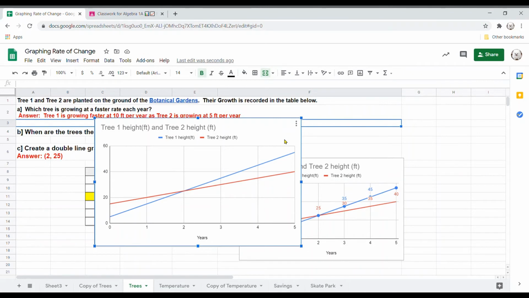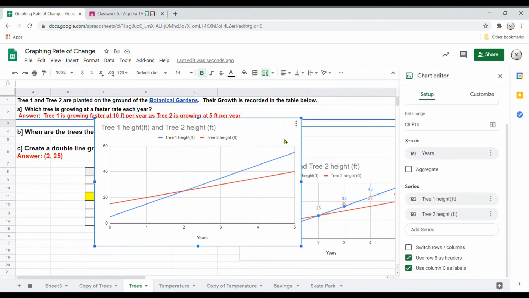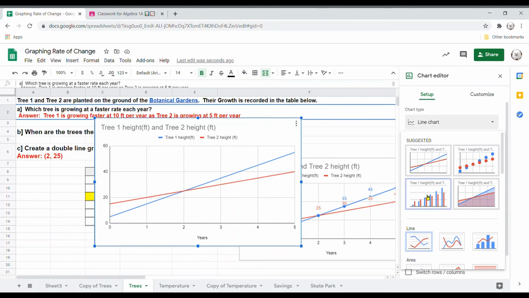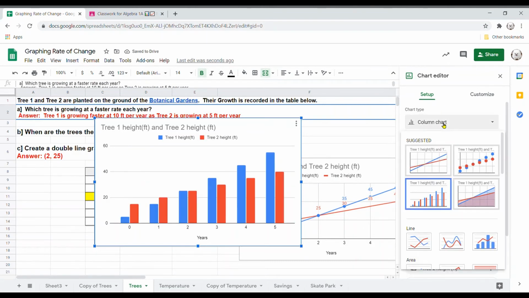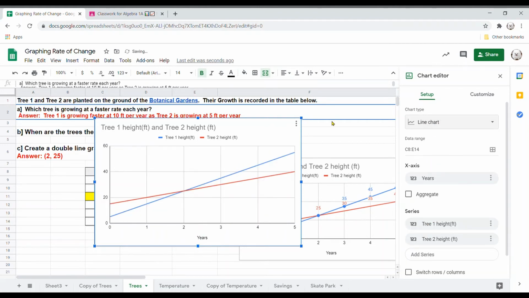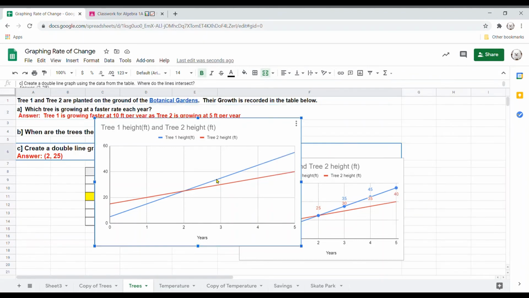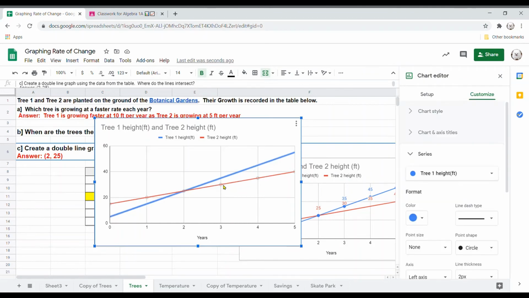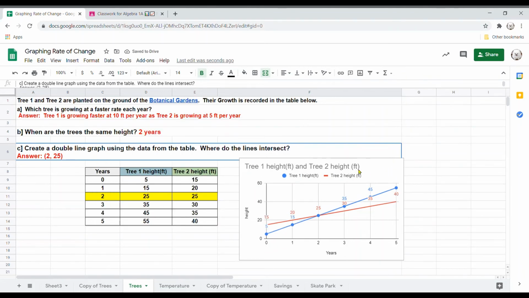Google Sheets already has a line graph chosen for me, tree 1 and tree 2. If for any reason you got a different graph, you have to go to the chart editor, setup, and chart type, choose the double line graph. Okay, now there are some things that are missing here on my lines that you're going to need once again to go to the chart editor and make some changes. I want the graphs to all have a horizontal label, a vertical label, years and height for this problem, and I want to make sure that you have the data points with the values at each point.